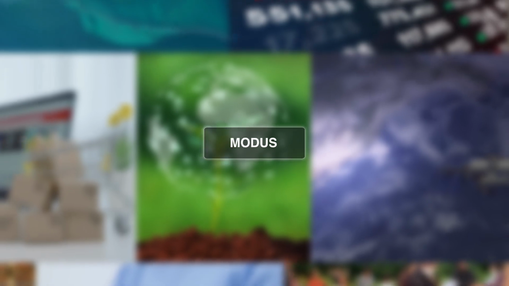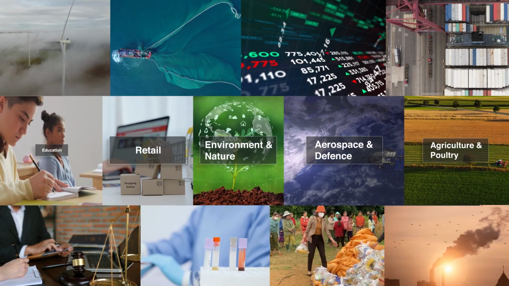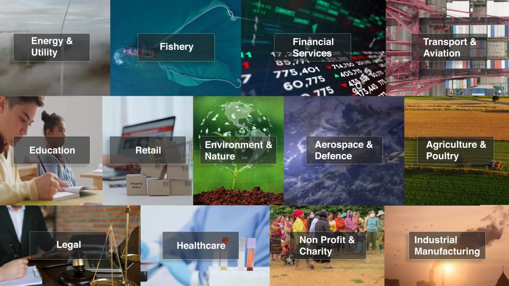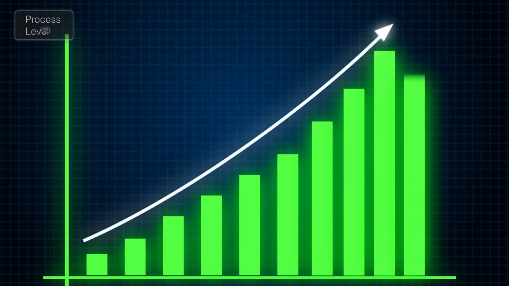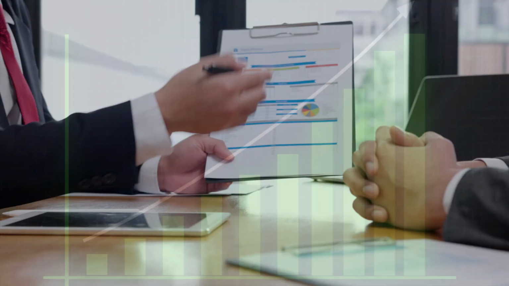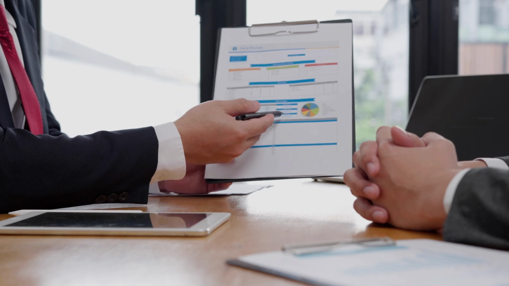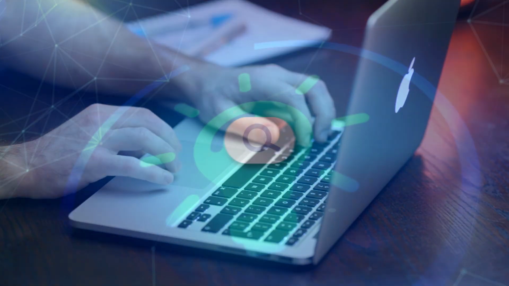In Modus, we have now structured this across various industries, and you can take this up at any level, at a process level, at a change level, at a project level, and look at all the benefits that it can provide.